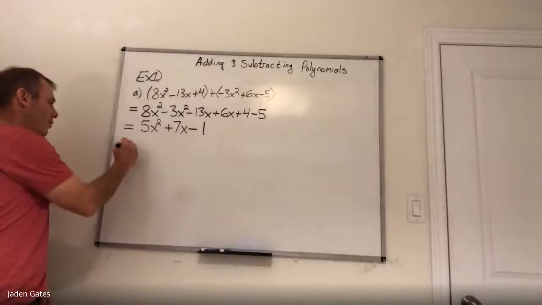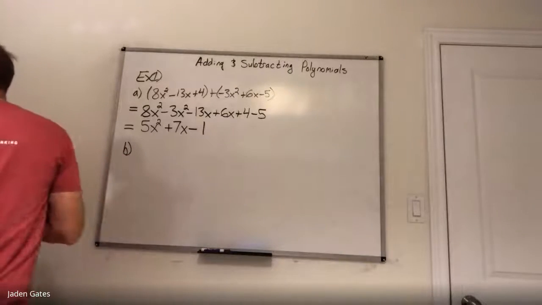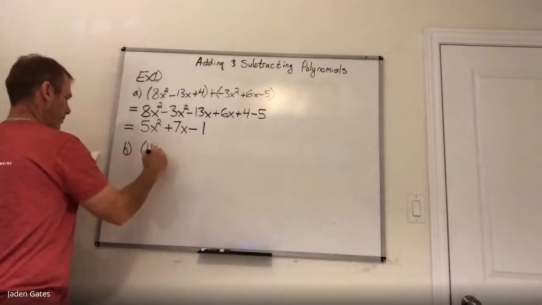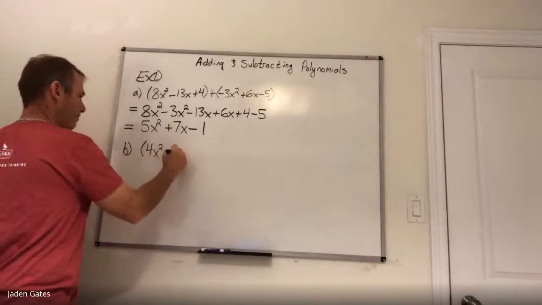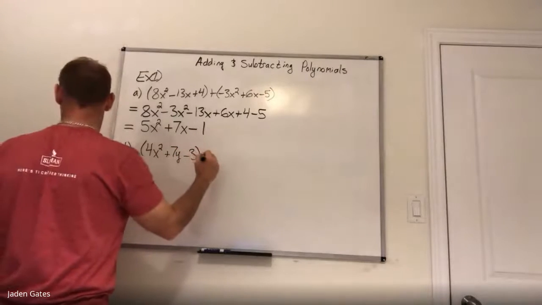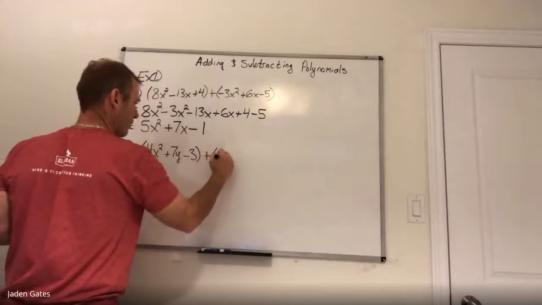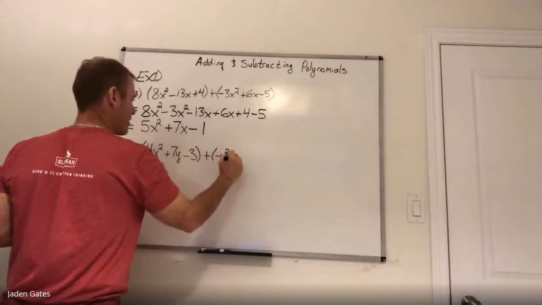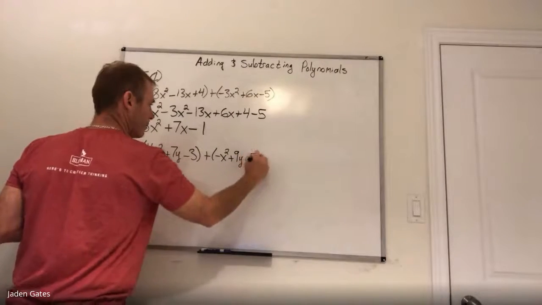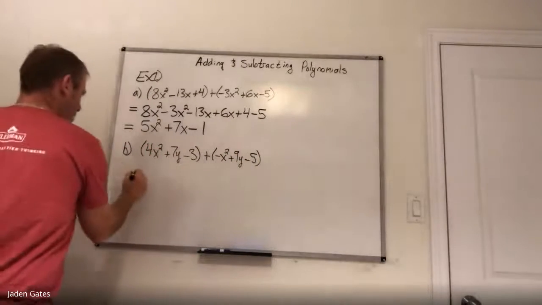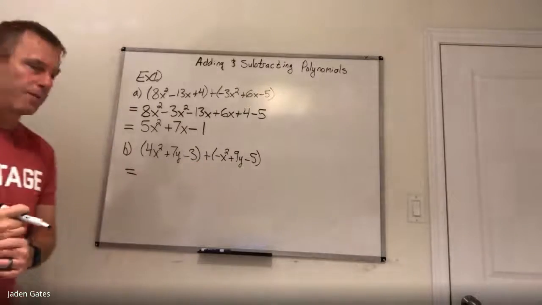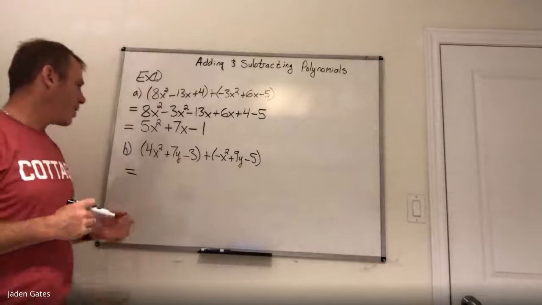All right, so let's try another one here. I believe I have a B. I do. So we have 4x squared plus 7y minus 3, plus negative x squared plus 9y minus 5. All right. So again, because there's addition, and we're going to get into subtraction where things change up a little bit, I'm going to write them in order.